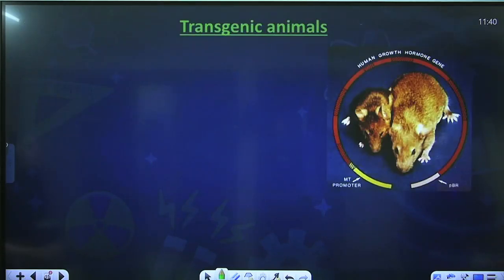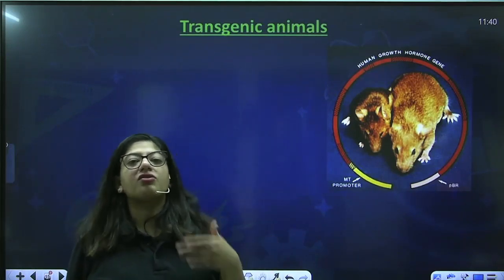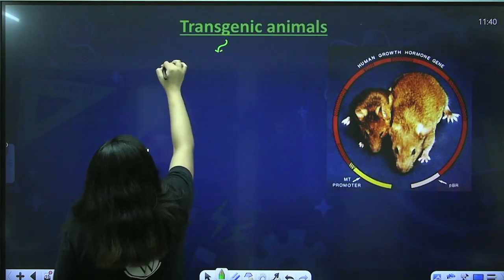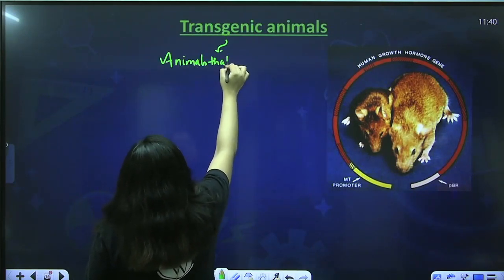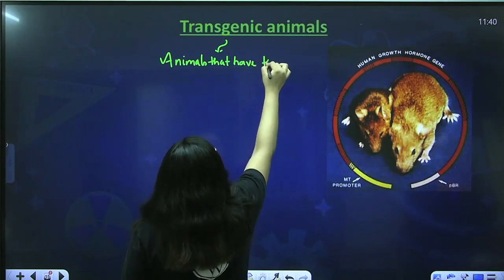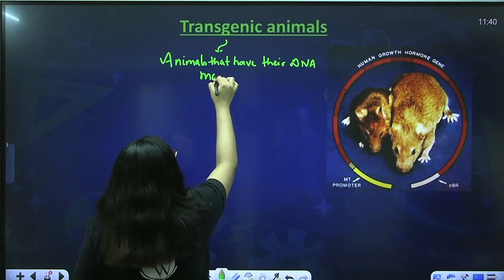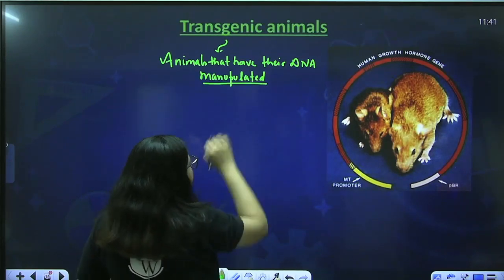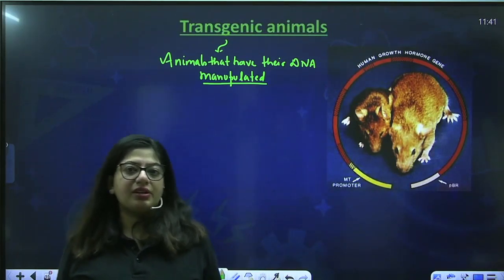Okay. Now let's talk about transgenic animals. Now what are transgenic animals? Transgenic animals are animals that have their DNA manipulated. DNA manipulated means either some gene will be added, or a gene will be subtracted.